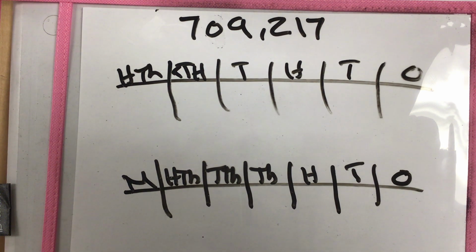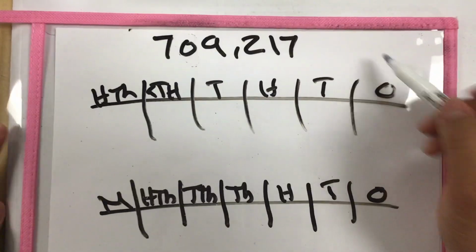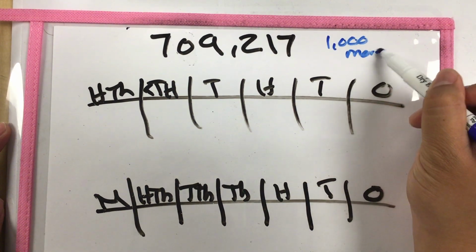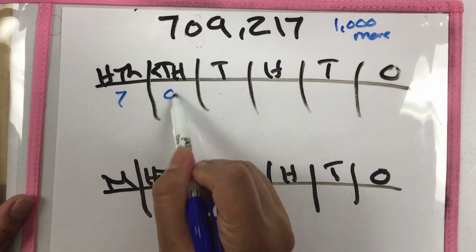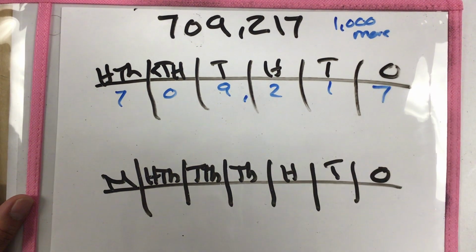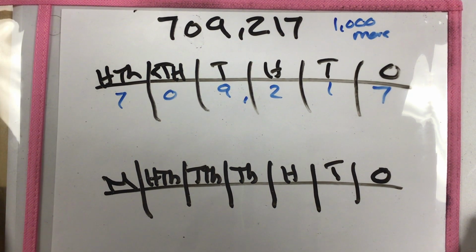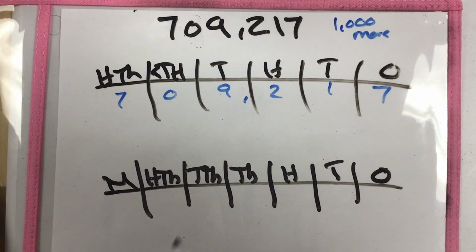So what we're going to do, oops, I need the right pen. So I want us to try to do 1,000 more. Okay? So if we start out with 709,217, and we want to go 1,000 more, how do we do that? Take this time to pause and give it a shot. Well, welcome back. I hope that you gave it a shot.